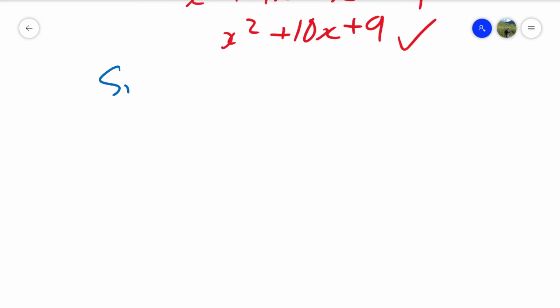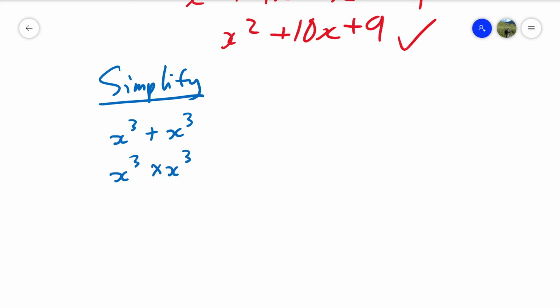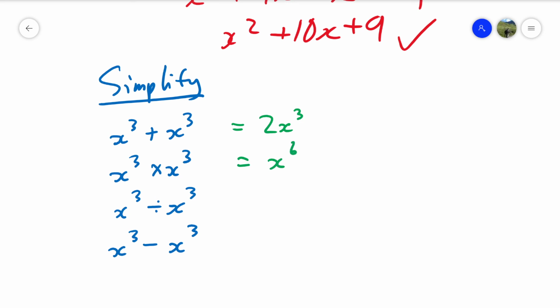Simplify question next. There's 3 of them. There's 4 of them. I'm going to write them out. I'll tell you when I've finished. Have a go in your own time. And the answer is 2x cubed, x to the 6, 1, and 0.